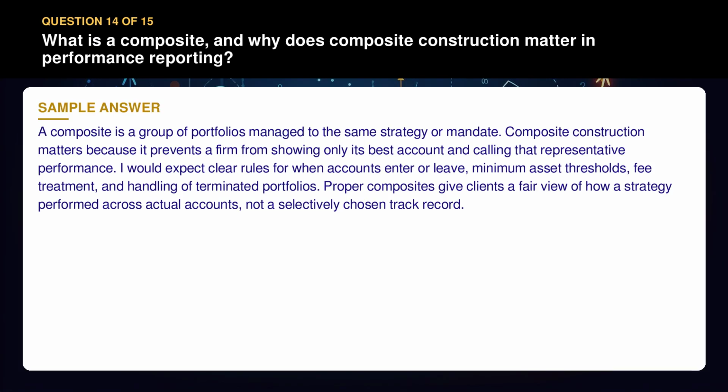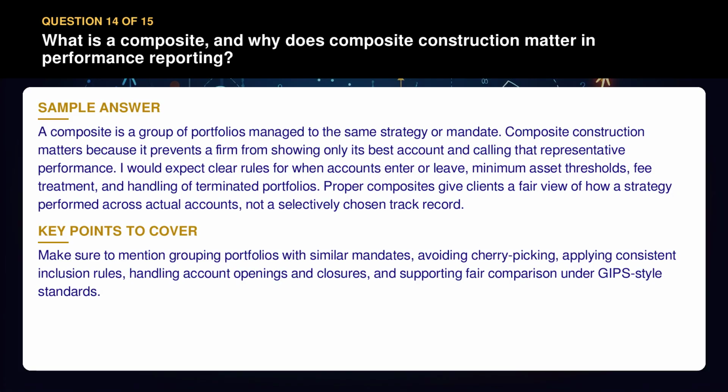Proper composites give clients a fair view of how a strategy performed across actual accounts, not a selectively chosen track record. Make sure to mention grouping portfolios with similar mandates, avoiding cherry-picking, applying consistent inclusion rules, handling account openings and closures, and supporting fair comparison under GIPS-style standards.